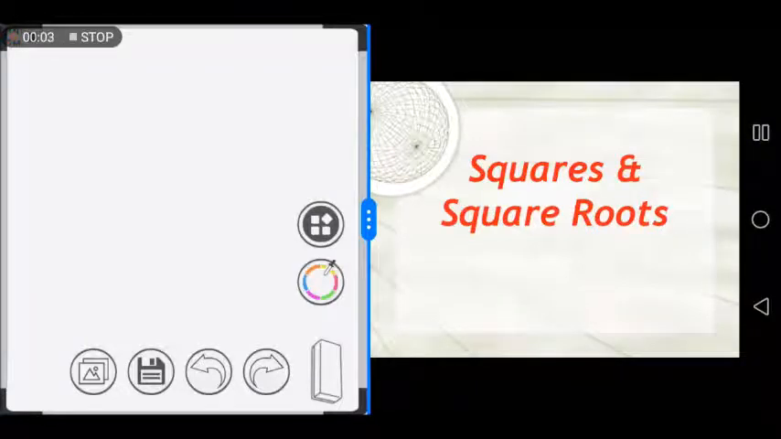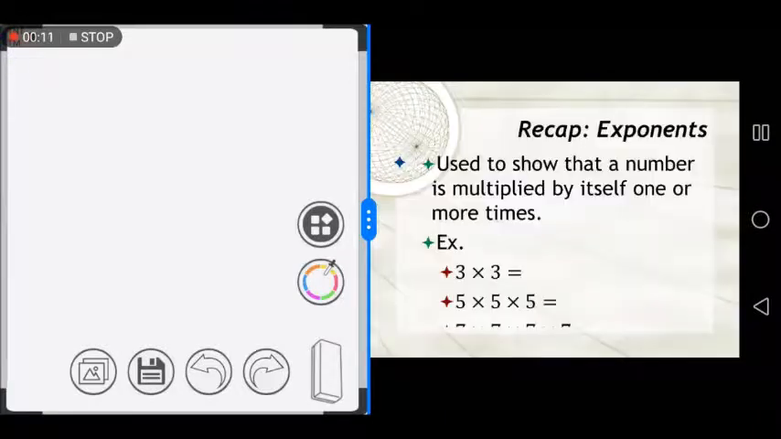Okay, so pagkatapos nating pag-usapan ang perfect square numbers, pag-usapan naman natin ang squares and square roots. Okay? So, as a recap, nabanggit na natin ito last time, no? Nabanggit na natin yung tungkol sa exponent, okay? And sa base, no? So, pag sinabing exponent, this is a number used to show that a number is multiplied by itself one or more times.